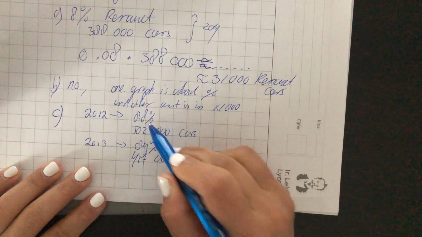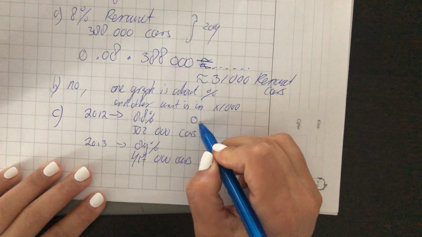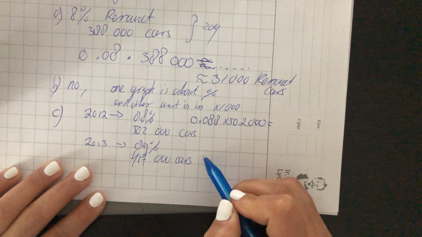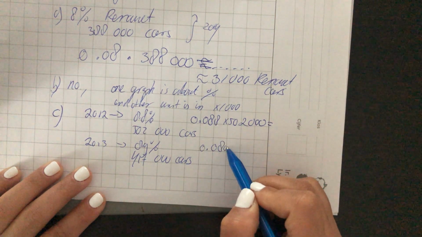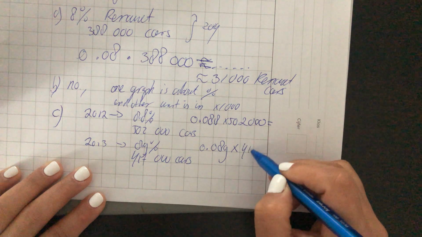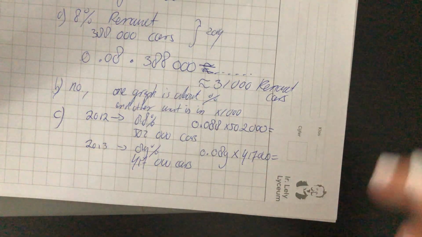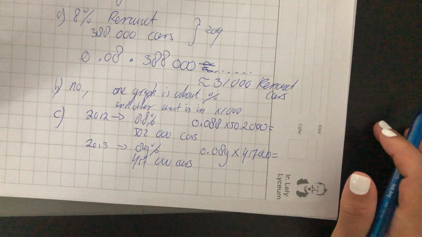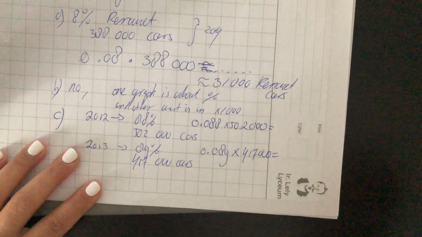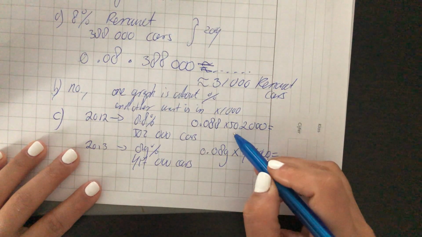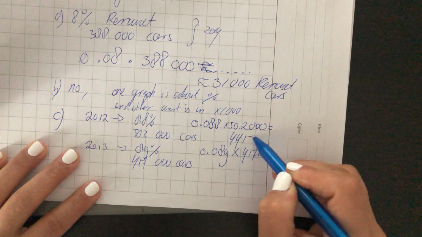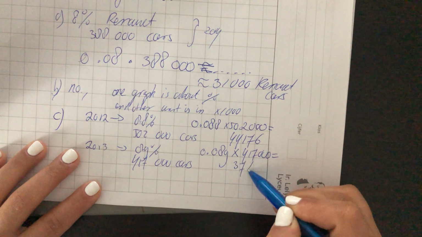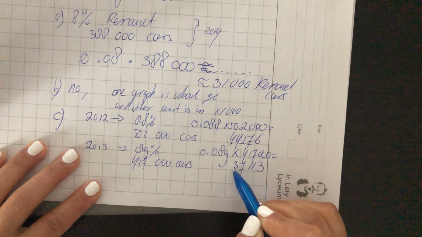Make sure you get your calculator and we're going to calculate. So we make this a decimal, 0.088 times 502,000. And this one will be 0.089 times 417,000. You guys go ahead, pause the video, and calculate this on your own. And make sure, of course, that you round. So this final answer will be 44,176. And this one, 2013, will be 37,113.